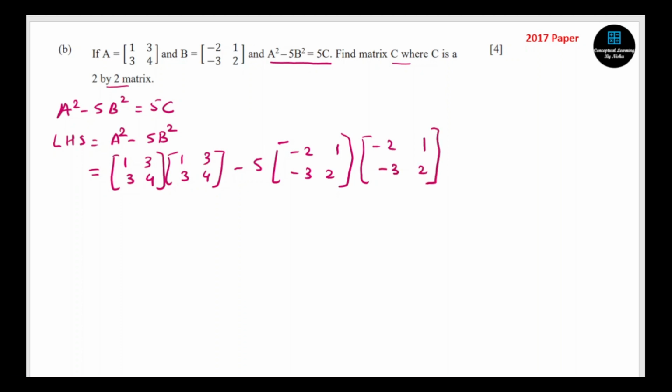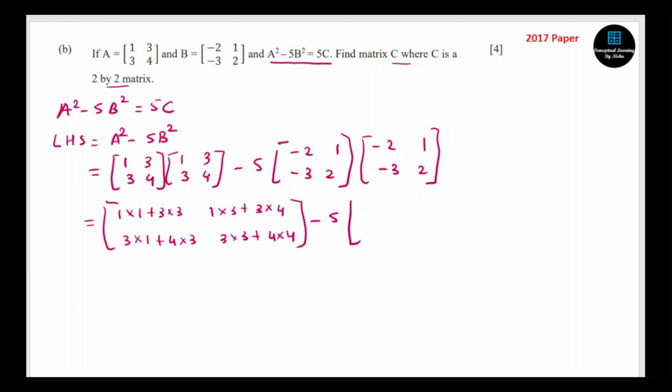And now what do we have to do? Multiply. So first row, first column. So 1 into 1 plus 3 into 3. 1 into 3 plus 3 into 4. Then second row, first column. So 3 into 1 plus 4 into 3. 3 into 3 plus 4 into 4. Correct?